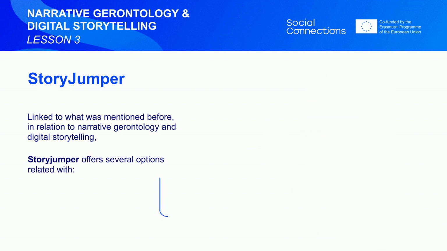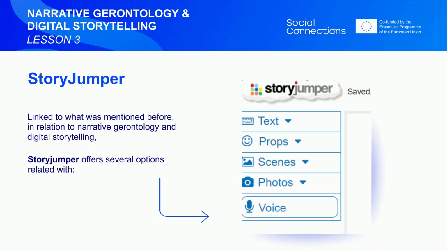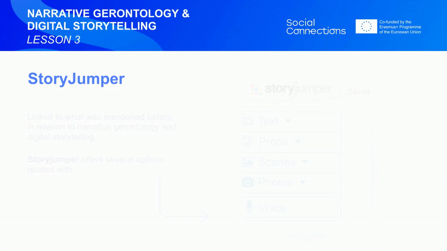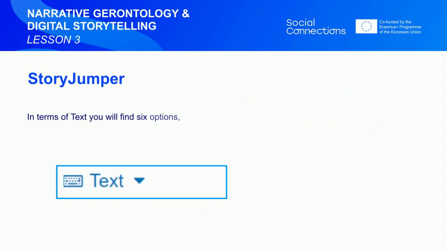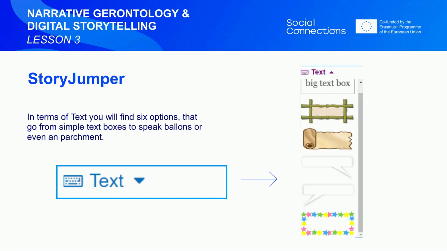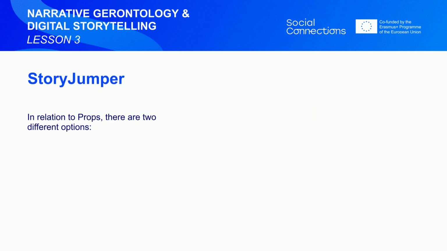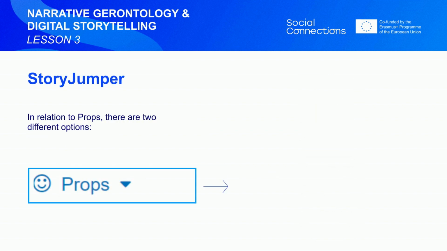As you can see, you have several options in terms of text, props, scenes, photo, and even audio record, which are key resources related with narrative gerontology and digital storytelling. In terms of text, you will find 6 options that go from simple text boxes to speak balloons or even a parchment. In relation to props, we present you 2 different options.